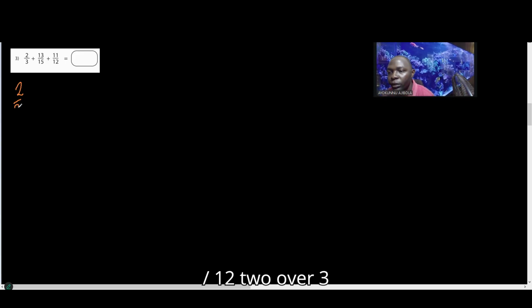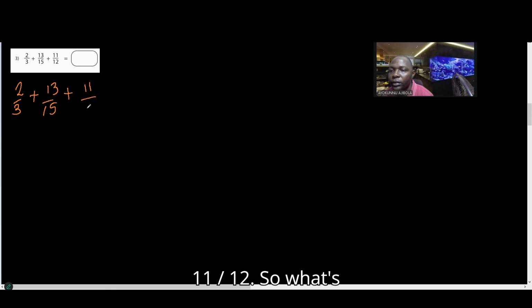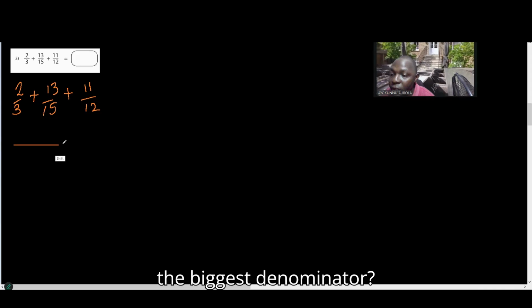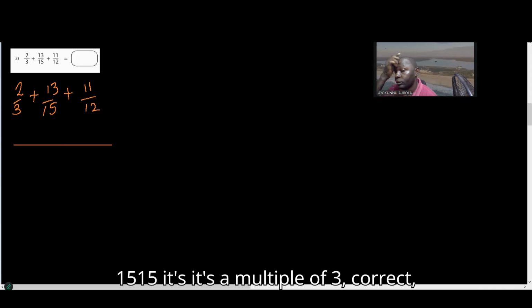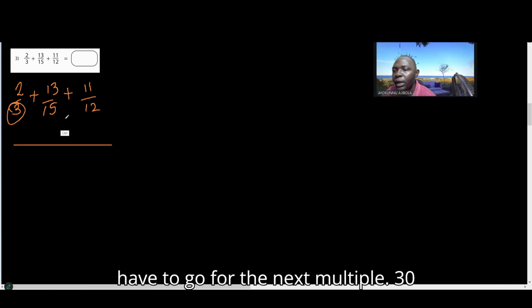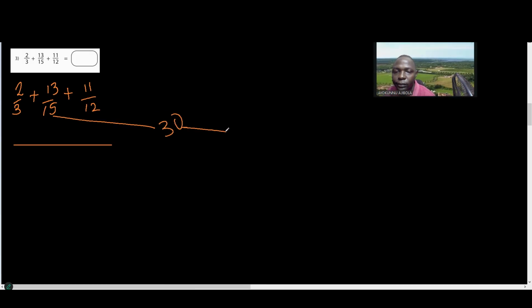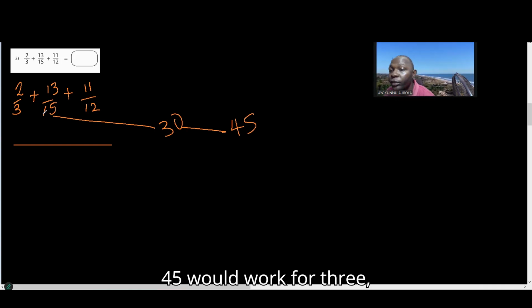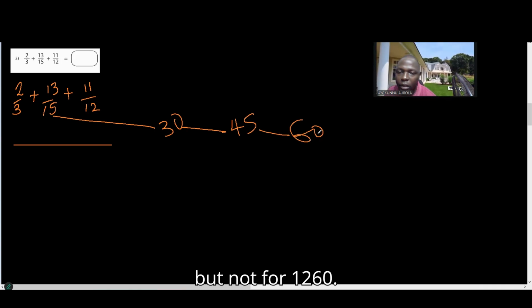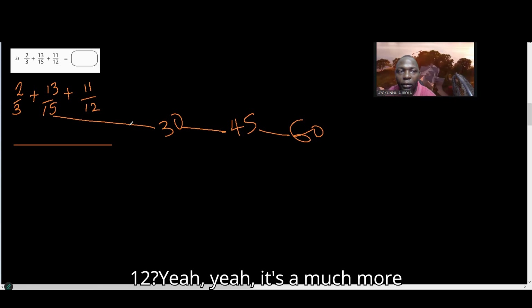Okay. So this is 2 over 3, 13 over 15, and 11 over 12. 2 over 3 plus 13 over 15 plus 11 over 12. So what's the biggest denominator? 15. It's a multiple of 3, correct, but it's not a multiple of 12. So we have to go for the next multiple. 30 would work for 3, but not for 12. 45 would work for 3, but not for 12. 60 would work for 3. Would 60 work for 12? Yeah, it's a multiple of 12.